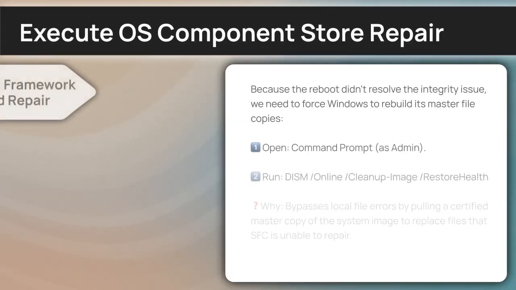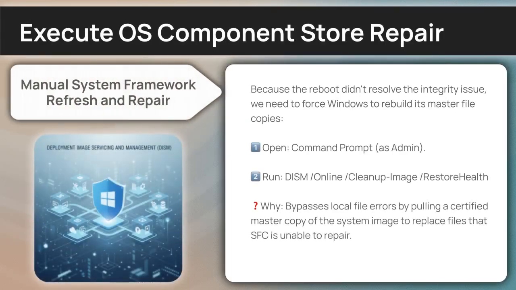Still seeing the error? Let's move to the next actionable step in our guide. You can pause the video here if you're still waiting for your desktop to load. Because the reboot didn't resolve the integrity issue, we need to force Windows to rebuild its master file copies. First, open command prompt as admin. Second, you're going to type dism /online /cleanup-image /restorehealth, then hit enter. Why are we doing this? Well, it bypasses local file errors by pulling a certified master copy of the system image to replace files that SFC is unable to repair.